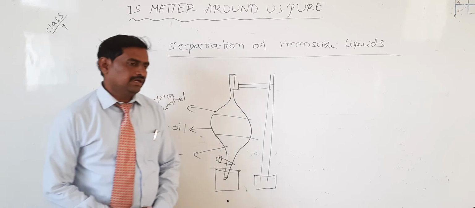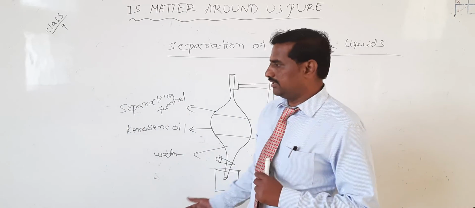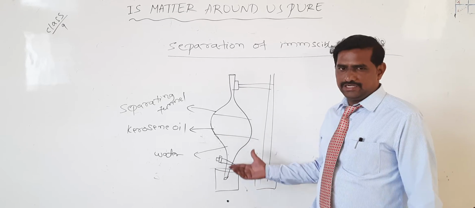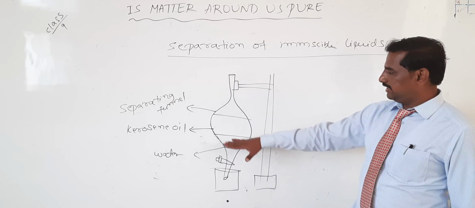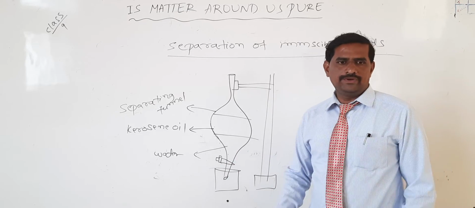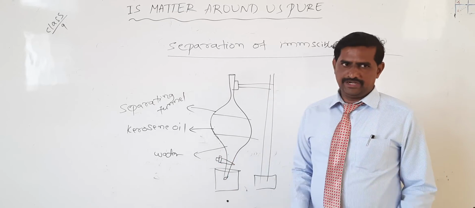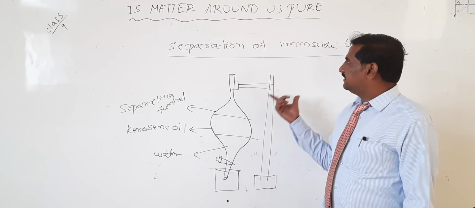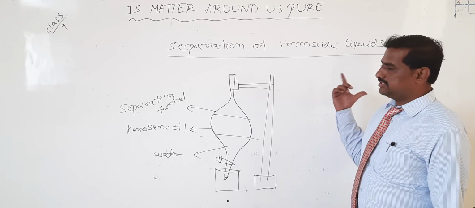Take one beaker and start the stopper. Then what happens? The water up to the water mark will be collected in the beaker. When the kerosene layer reaches the stopper, then stop it. Then we can easily separate the kerosene oil and the water by this method. That is called the separation of immiscible liquids.